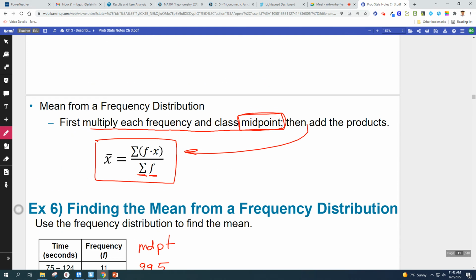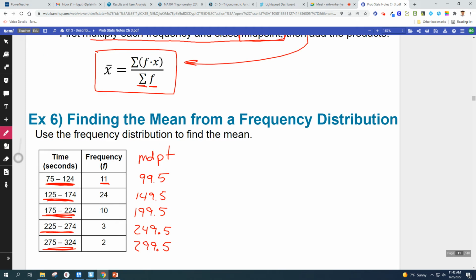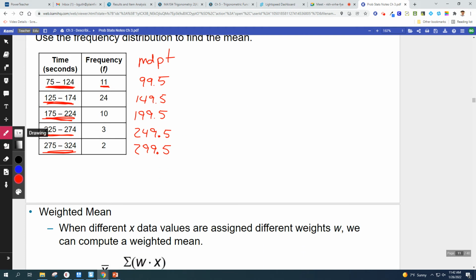And if you look back at the formula, it says we're going to multiply each frequency and class midpoint. So I want to take 99.5 times 11. And that gives me 1094.5. And I want to take 149.5 times 24. That's the frequency. There are 24 numbers in that range. So 149.5 times 24 is 3,588. Check me on a calculator if you like.